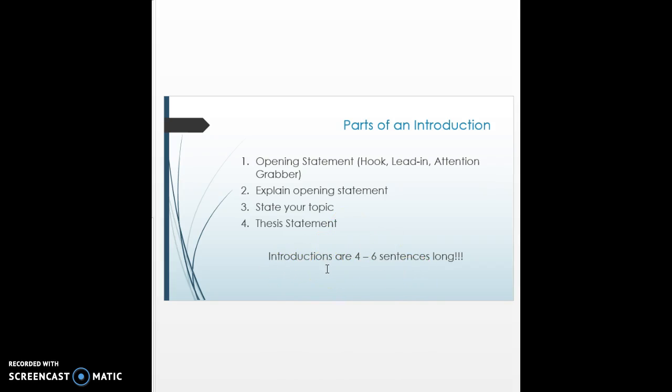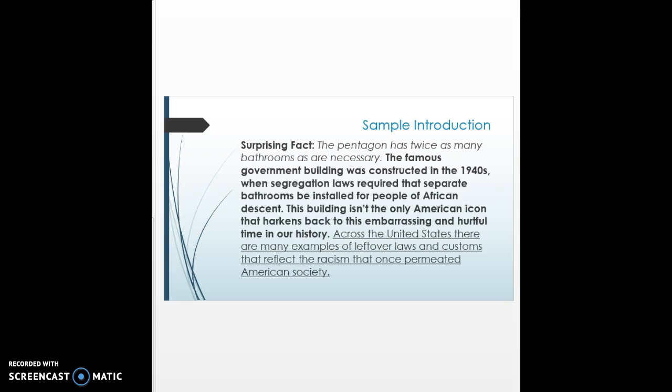in length. After we did this, I had everybody take a few minutes and find these 4 parts in 10 sample introductions, and we highlighted them. After we got done with that, we went over a handful of example introductions on PowerPoint.